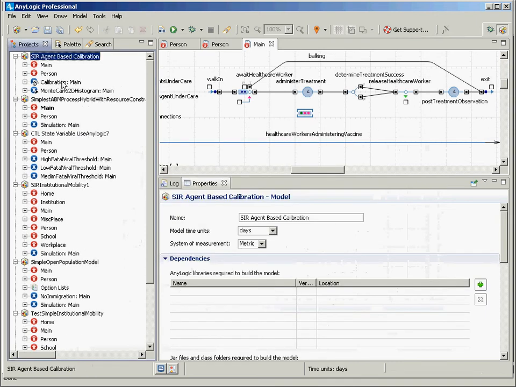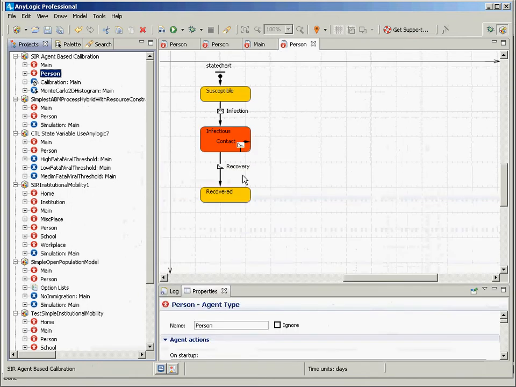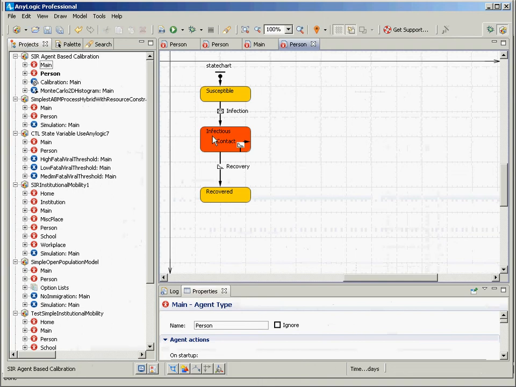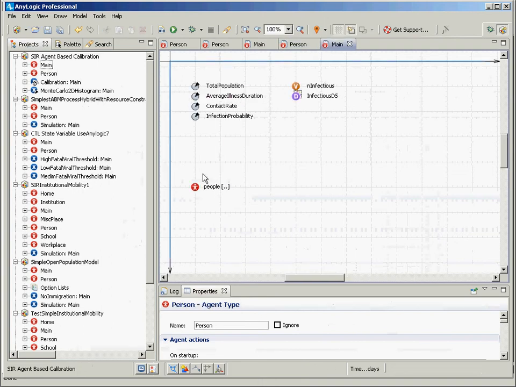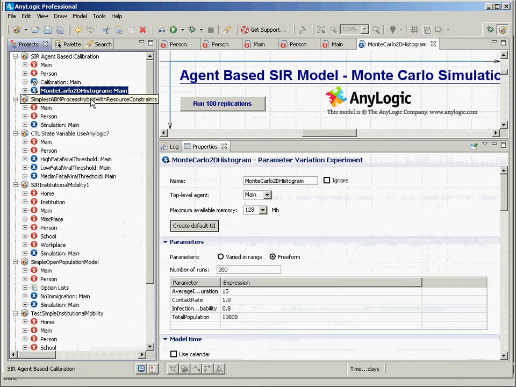So if we open up that model, this is a familiar situation. We have the same basic framework we examined on that very first day, that very first model. And we have people, state charts are depicted as such, arranged within a population. Nothing surprising here, nothing unfamiliar. What I'd like you to double click on is this Monte Carlo TD histogram here. So this is an experiment, but it's a different sort of experiment than we've seen thus far.